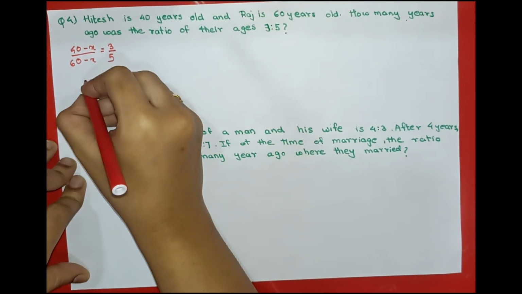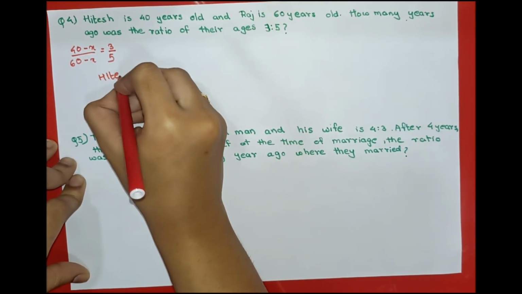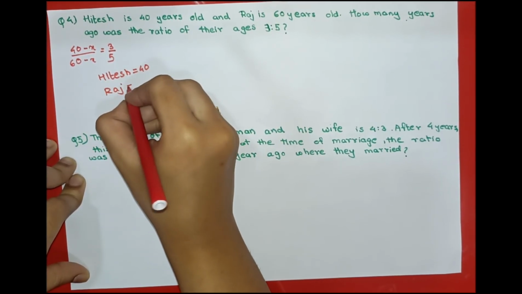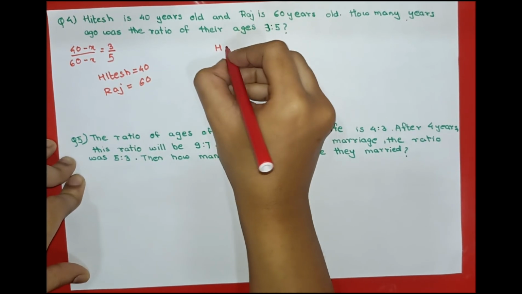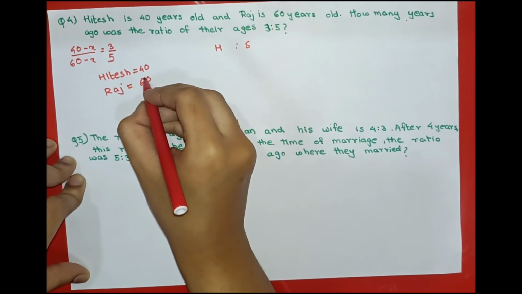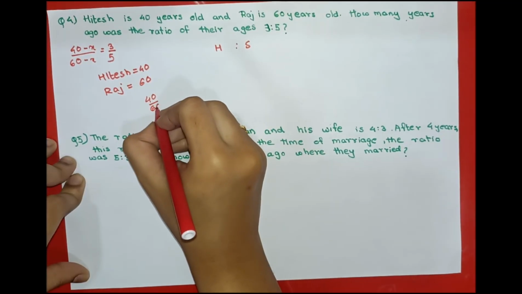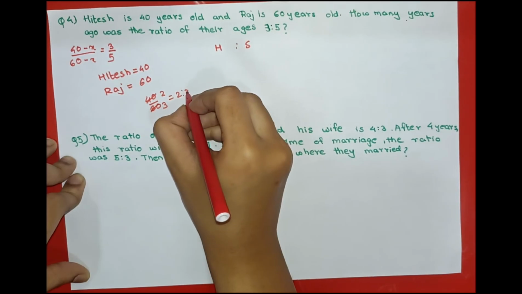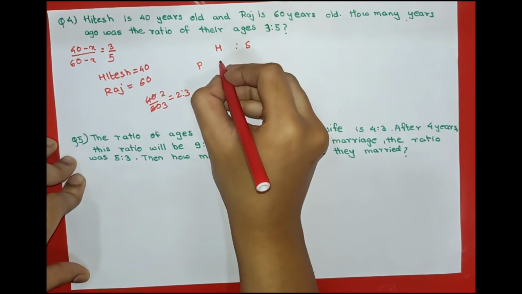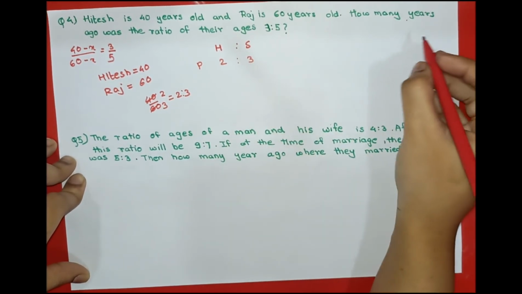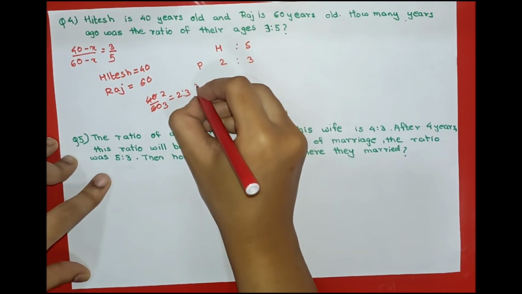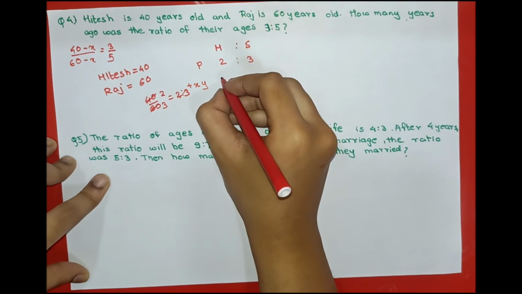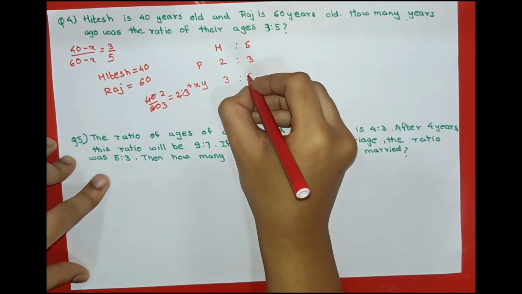We have two persons, Hitesh, whose present age is 40 years, and Raj, whose age is given as 60 years. So if we take the ratio of these two, we get it as 40 by 60, and this is 2 twos are 4, 3 twos are 6, so the ratio becomes 2:3. So the ratio of their present age is 2:3. So after how many years? We don't know after how many years, so let it be x years. The ratio of their ages becomes 3:5.